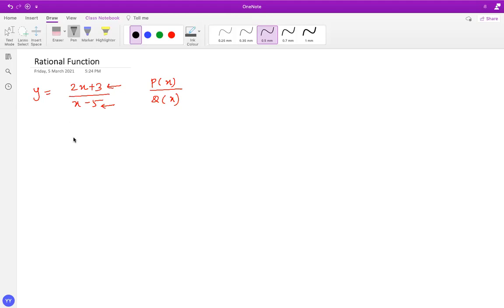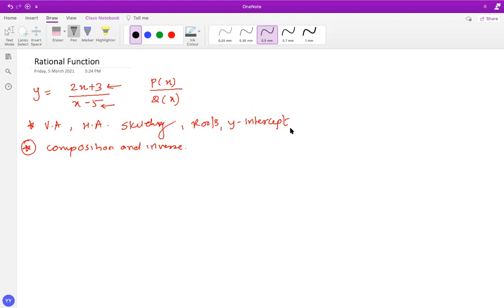And what we have to understand are some of the key terms that are really linked with this particular part. Now, rational functions, you can identify them with the vertical asymptotes and horizontal asymptote. We'll have something called sketching of the function, sketching that is asked. Then you've got the roots of the function, y-intercept, and then also the composition and inverse of this function. So composition and inverse. I'm also going to take the sine diagram, to understand how we use the sine diagram to categorize and understand the rational function.